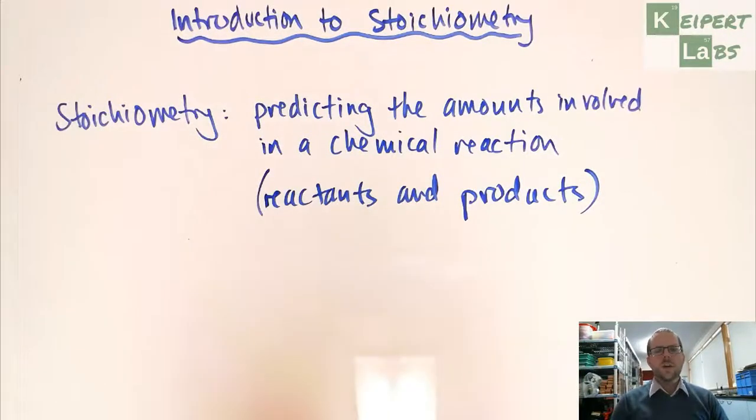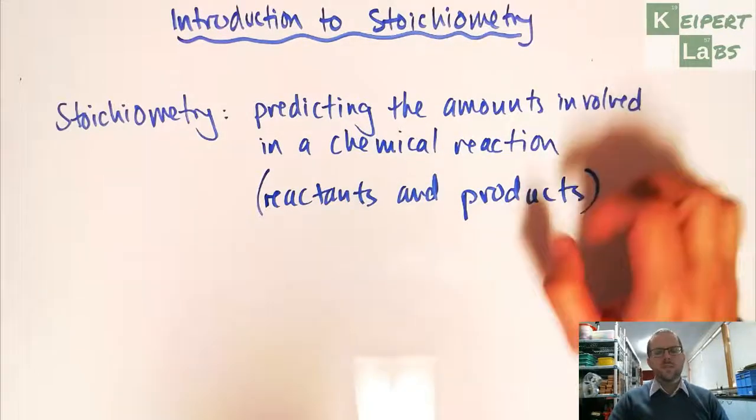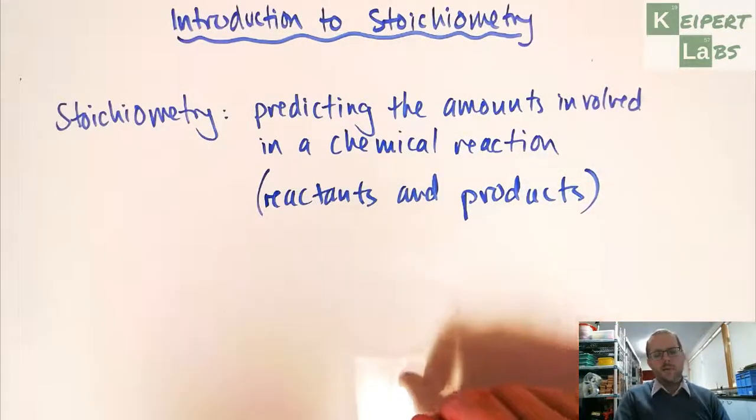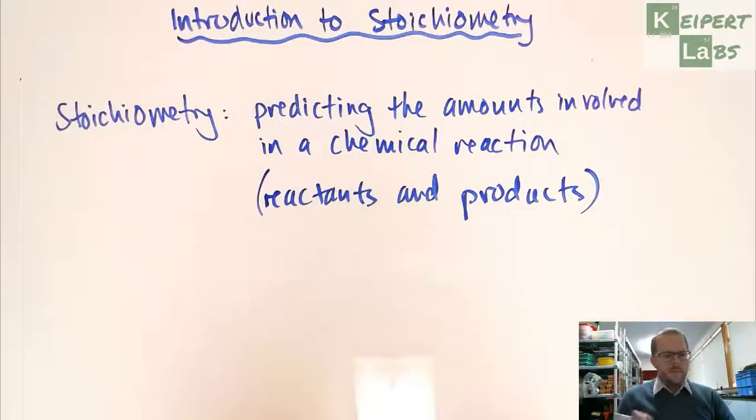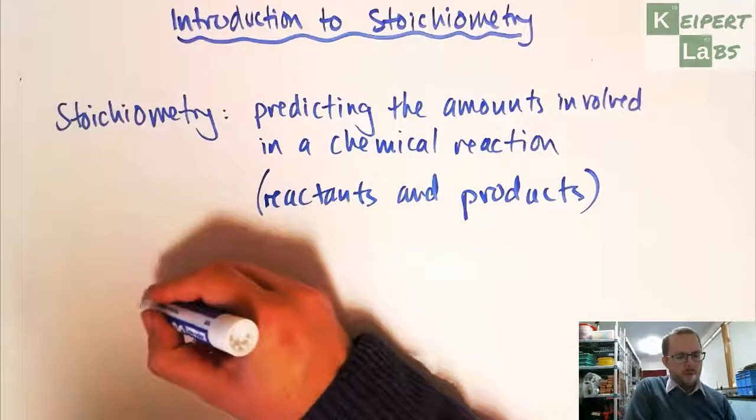In today's video, we're going to be introducing the concept of stoichiometry, the whole basis of this unit that we're going to be completing. So essentially, stoichiometry is the concept of predicting the amounts of the substances involved in a chemical reaction. That counts for both reactants and products.